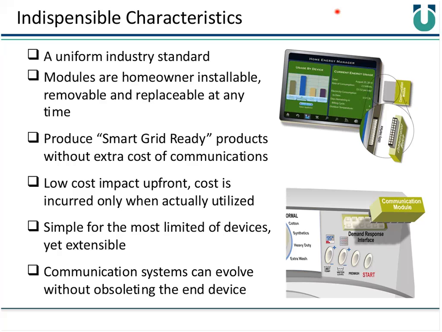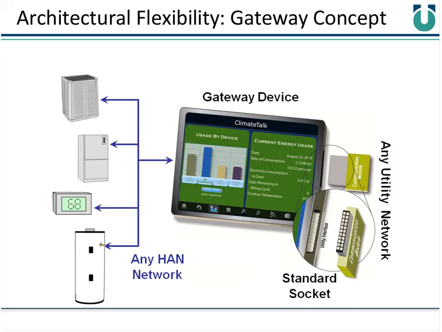Communication systems can evolve without obsoleting the end device, the appliance, air conditioner, hot water heater. In addition, an MCI, a modular communications interface device, can move from appliance to appliance as the appliances are replaced if the communications network stays the same. And appliances can move from one service area or home automation network to another simply by swapping out the MCI. It really provides a great deal of flexibility for everyone involved. In addition, there are a number of gateway device implementations that are in place and being developed, but it allows any device to participate in any HAN network so long as the correct MCI is installed.